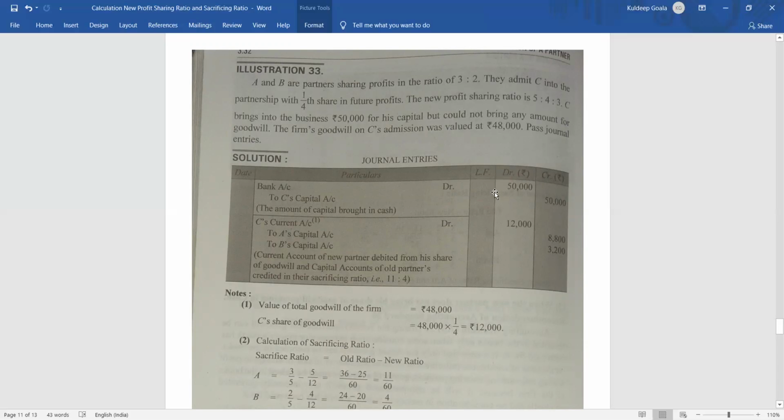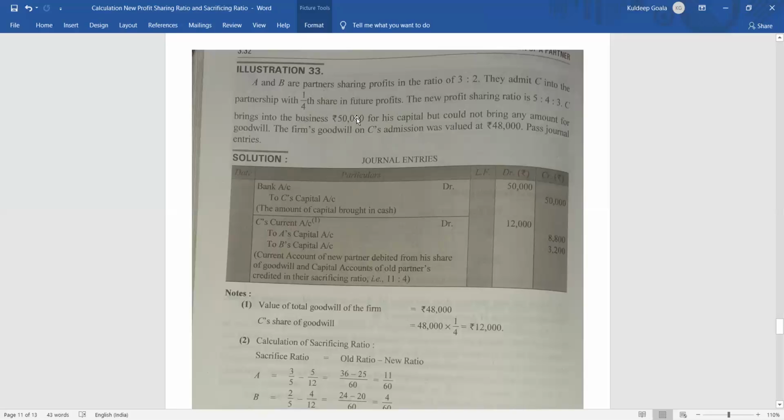So first of all, let's give the admission entry. C is going to bring only capital, no goodwill. So cash or bank account debit. You can write cash, that is correct; if you write bank, that is also correct. Cash or bank account debit 50,000 to C's capital account 50,000. Clear? Now let's find out how much will be C's share of goodwill.